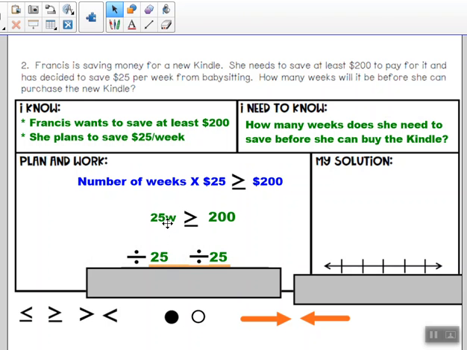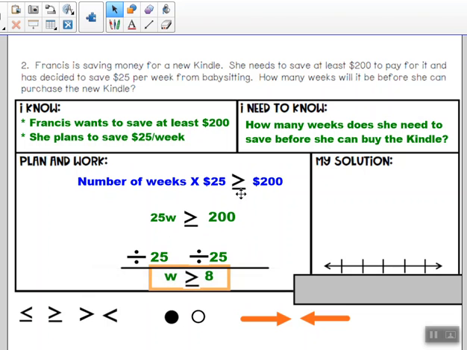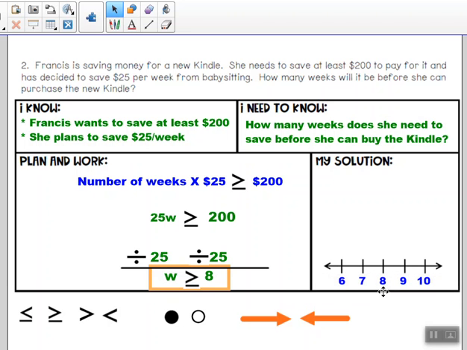This side divided by 25 will leave us with W. This side divided by 25 will leave us with 8. We keep our inequality symbol the same. And we know that the number of weeks that they're going to save needs to be greater than or equal to 8. All right. So if I come over here on my number line, I put 8 in the middle. And I know that they need to save at least 8 weeks.